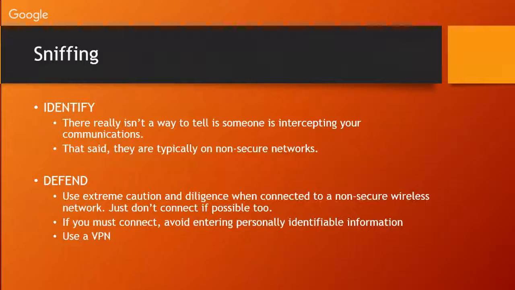Identify: there really isn't a way to tell if someone is intercepting your communication. They are typical on non-secure networks. Defend: use extreme caution and diligence when connecting to a non-secure wireless network. Just don't connect if possible. If you must connect, avoid entering personally identifiable information or use a VPN.